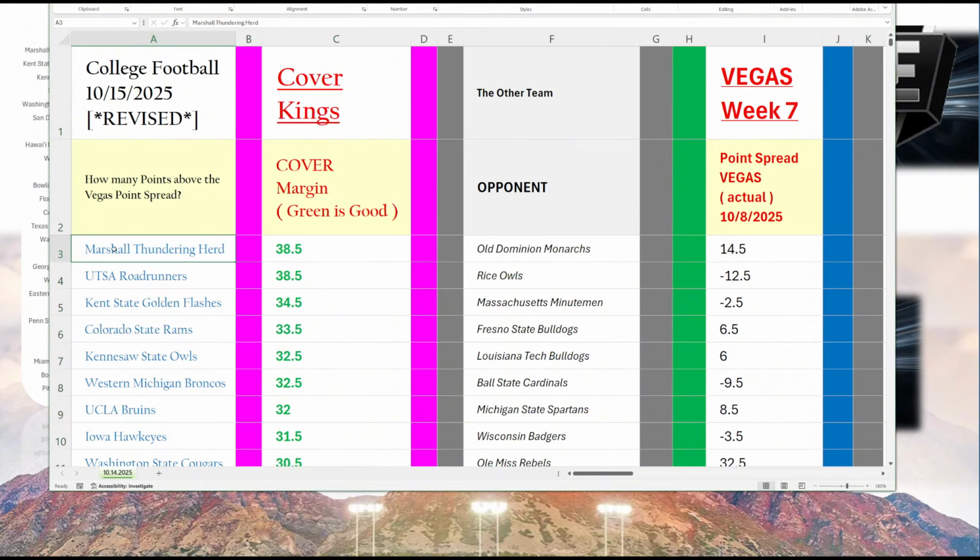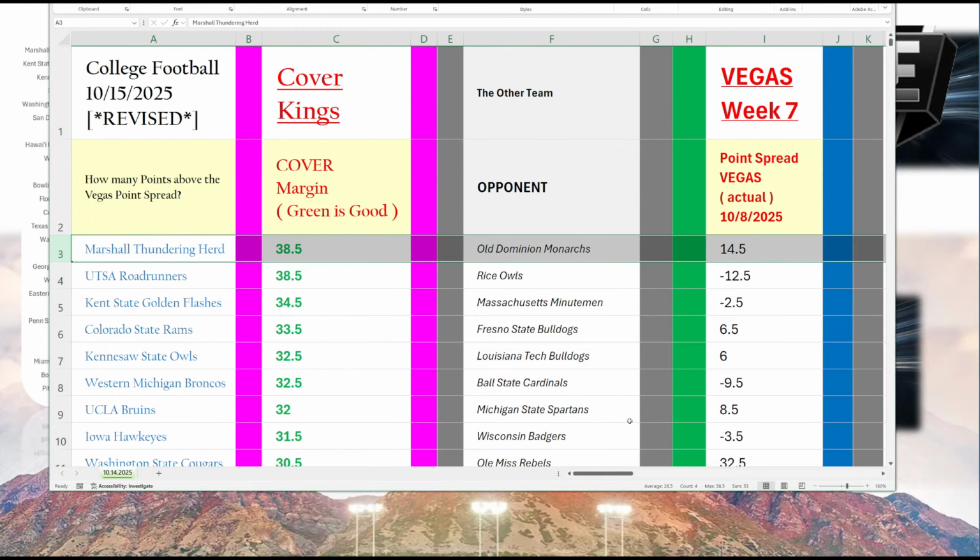So, for example, let's look at the first team here, and that's Marshall. They covered their point spread by 38.5 points. Their opponent was Old Dominion, and Marshall's point spread was plus 14.5. They were the underdog, but they won and they covered.